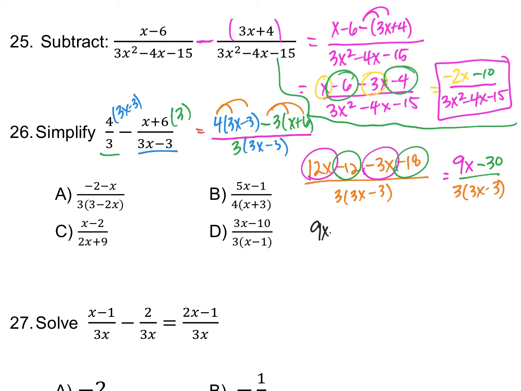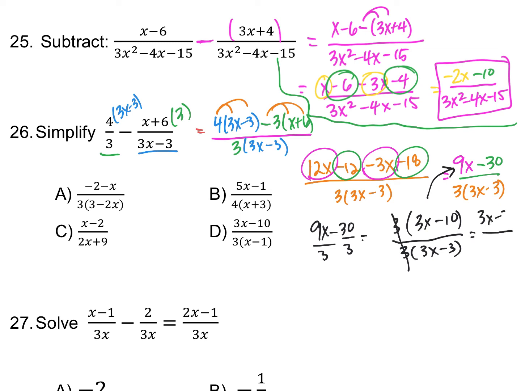So off to the side, what that looks like is 9 divided by 3 is 3x, and 30 divided by 3 is 10. So if I were to redistribute that, I would still get what I started with, and then 3 times 3x minus 3. Those cancel, and it looks a little closer now. And if I want it to be exact, I can take a 3 out of the denominator.